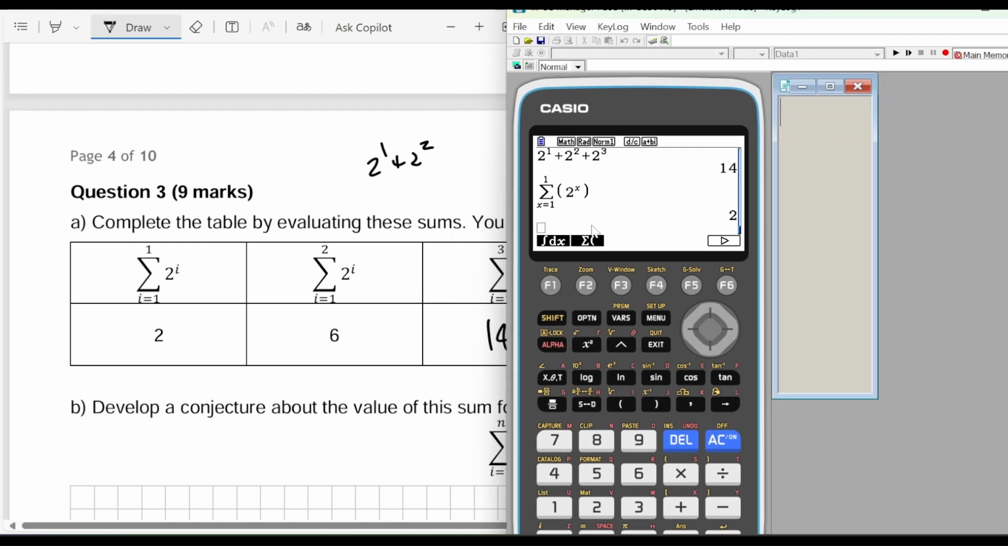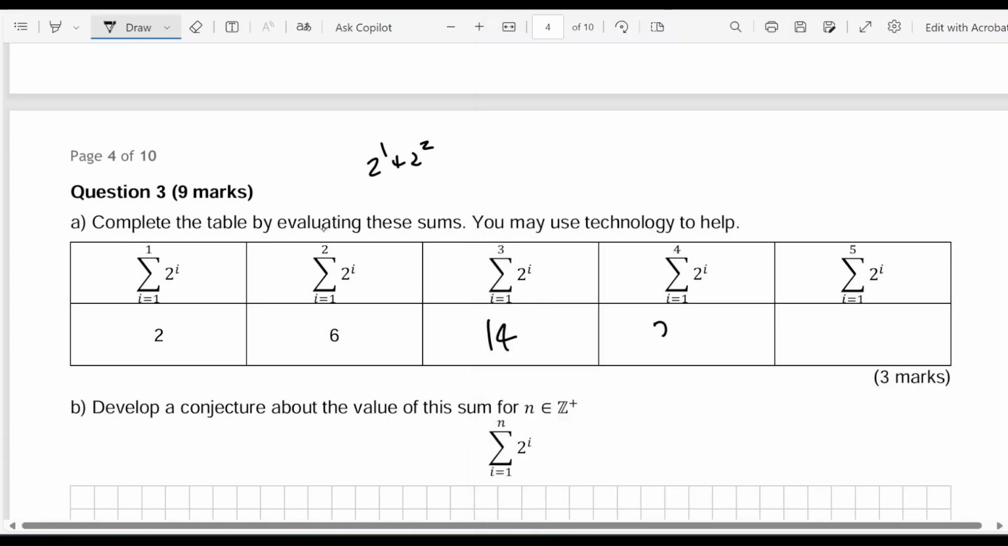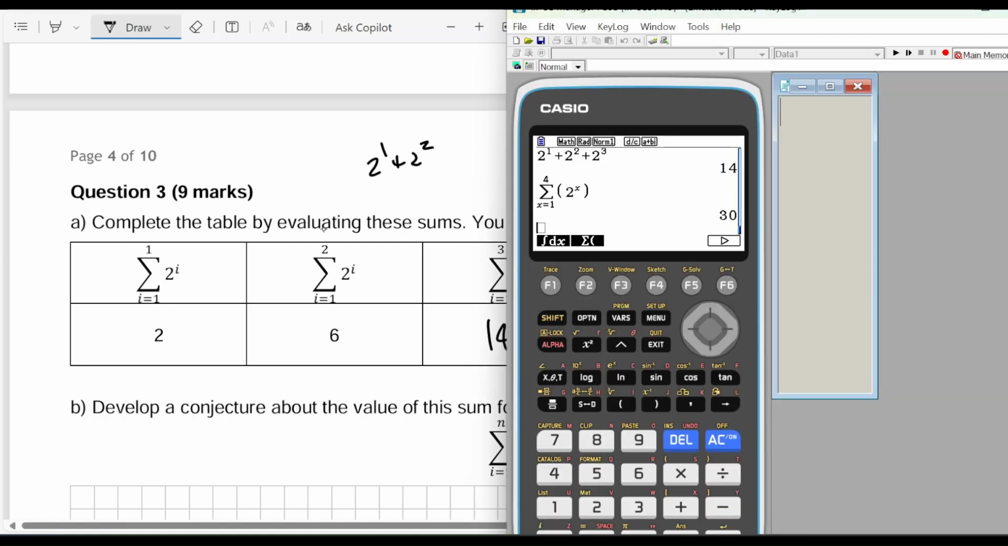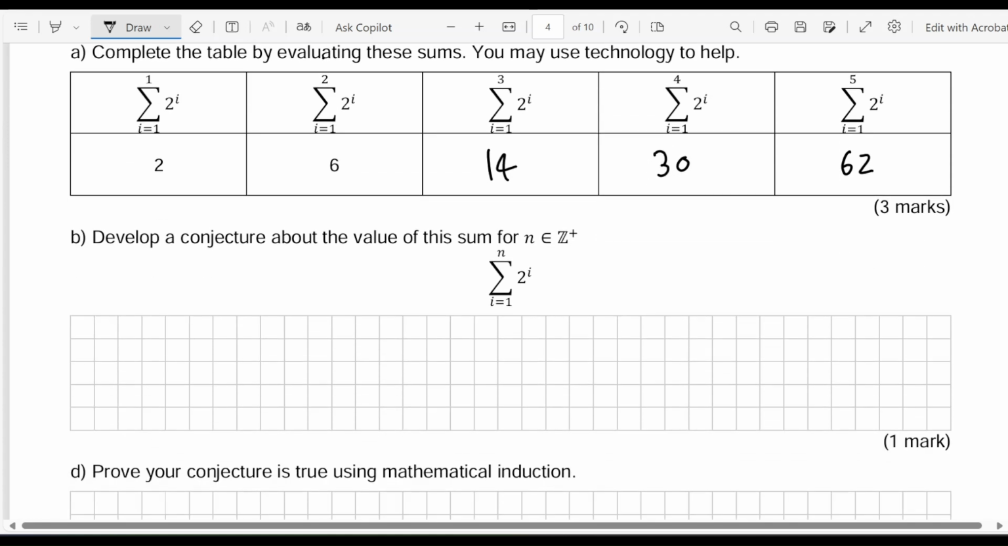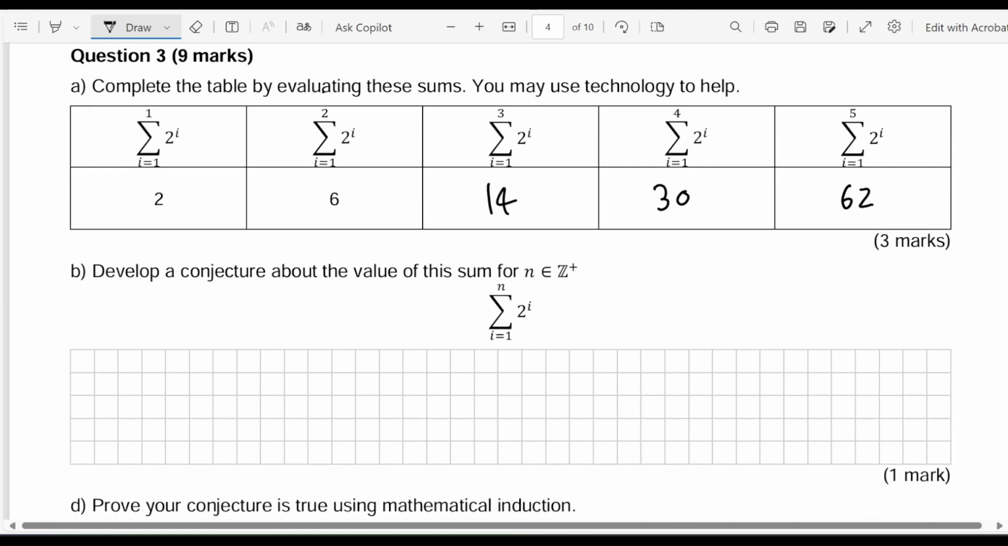So 1 to 1 did give us 2. 1 to 2 should give us 6. 1 to 3, which we just worked out, does give us 14. And then we'll go 1 to 4, should give us 30. And then if we look at this, 1 to 5 should give us 62. Wonderful. Develop a conjecture about the value of this sum.